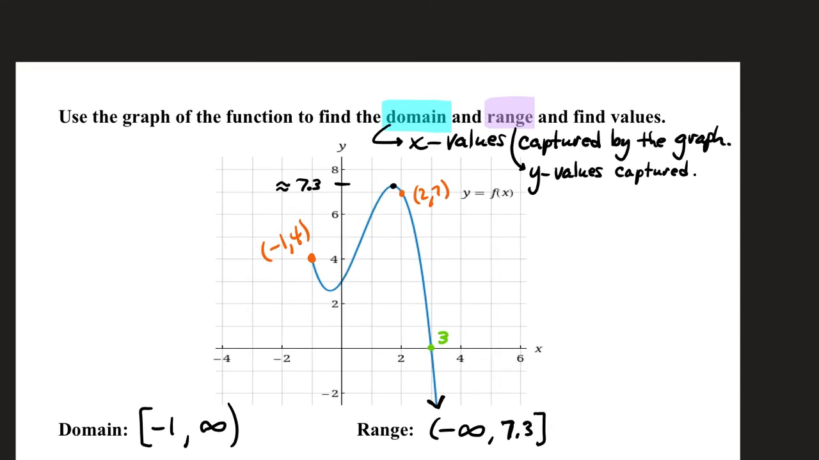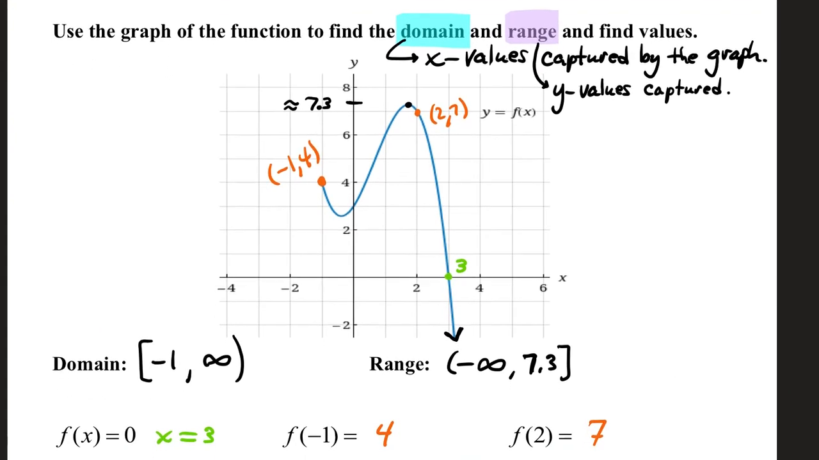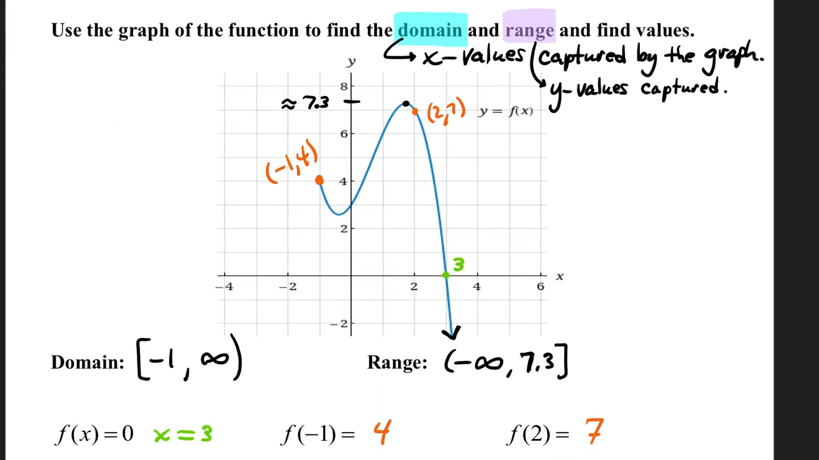Switching gears, we have a problem where a graph is given. Use the graph of the function to find the domain and range and find values. Okay, so we have a graph that begins at the point (-1, 4). It decreases a while, then it increases, has a hilltop, and then the bottom falls out of it.